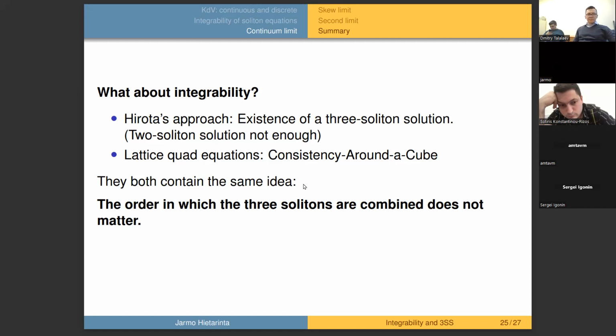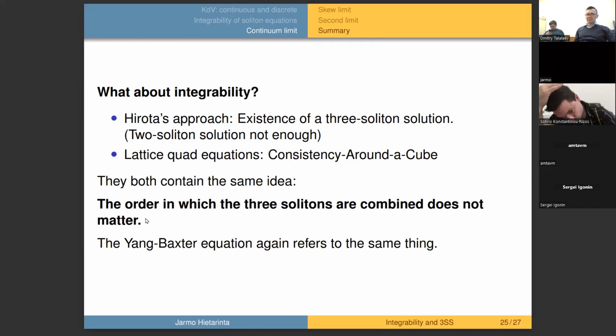But anyway, here I would like to point out that both approaches lead to the idea that the order in which the three solitons are combined does not matter. So this is somehow at the meta level what happens in this. But what's more, in the Yang-Baxter equation, it's like the same thing.